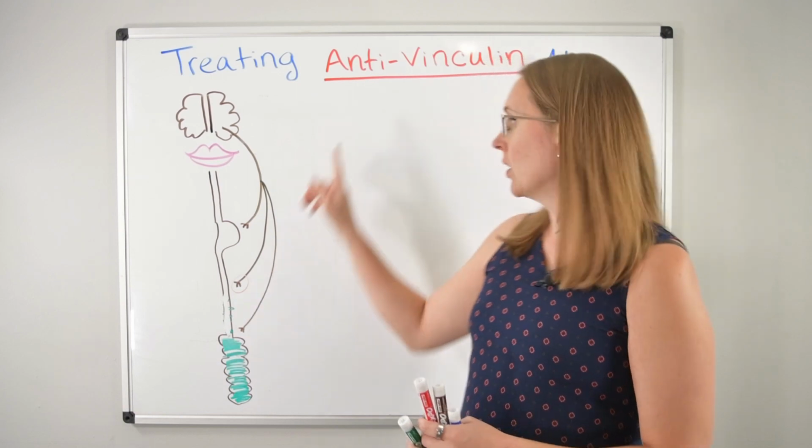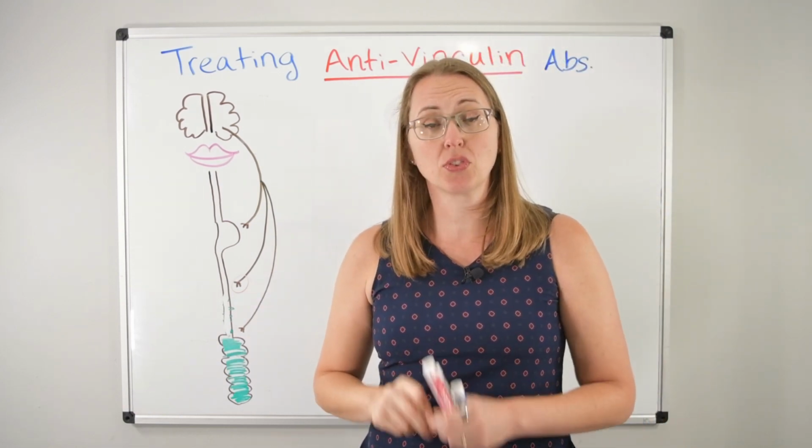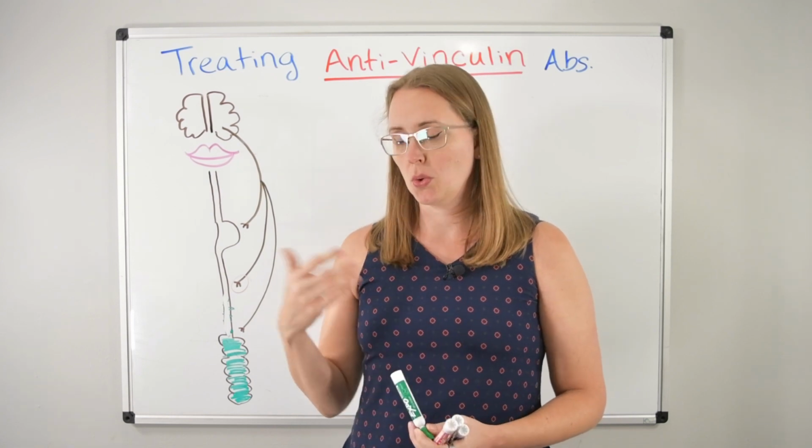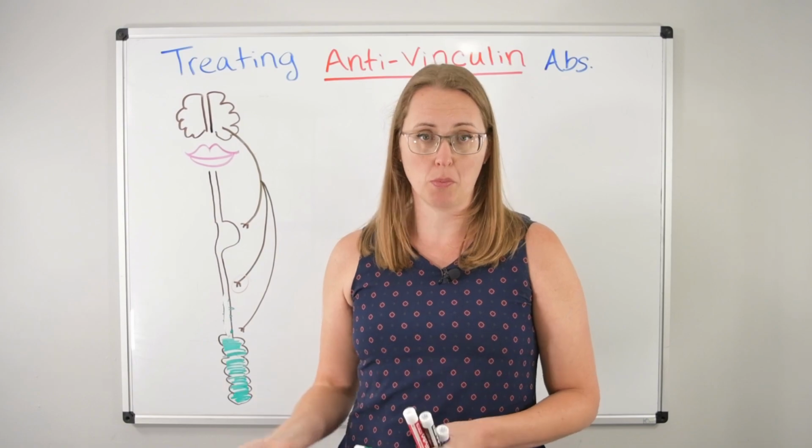belongs. So rehabbing the system and trying to get rid of these anti-vinculin antibodies becomes really, really important for people who believe that their IBS or their SIBO symptoms were the result of food poisoning.